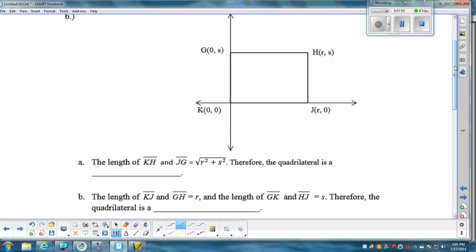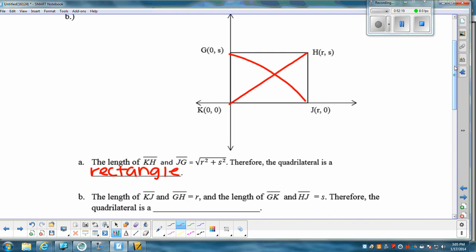So for A, we know that the length of KH is the square root of r squared plus s squared, and we know that JG is also that same length. So in A, what we have is our diagonals are congruent. So this quadrilateral is a rectangle because that is the most precise name when all we know is our diagonals are congruent.